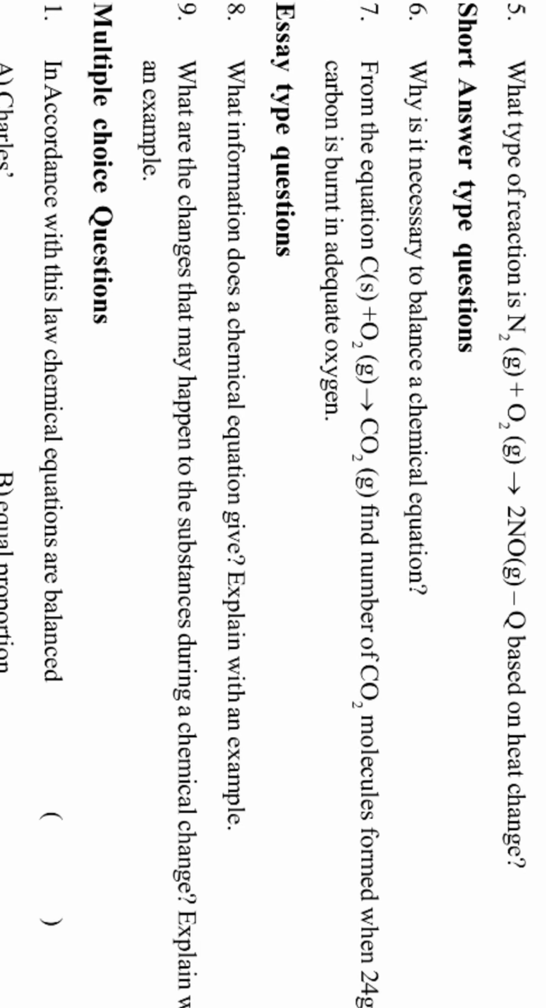Right. Now short answer type questions. Sixth question: why is it necessary to balance a chemical equation? It was there in the beginning of the lesson. The answer is, according to the law of conservation of mass, mass is neither created nor destroyed, hence the mass of the reactants should be equal to the mass of the products, hence it is to be balanced. Now the seventh question: from the equation C solid plus O2 gas gives CO2 gas, find the number of CO2 molecules formed when 24 grams of carbon is burnt in adequate oxygen. I already told you that I will solve the problems in the next video.